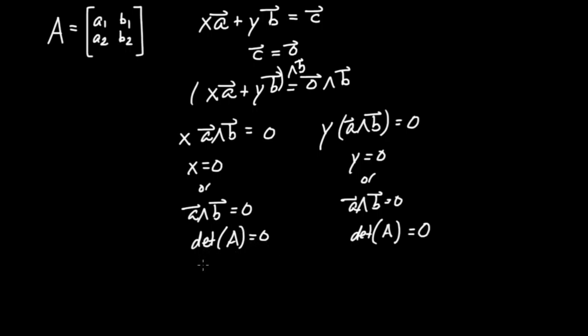On the other hand, if your matrix A has a determinant that's not equal to zero, what that implies is that x and y both have to be zero, which means that your null space contains only the zero vector if your matrix has a non-zero determinant. Another way to say that is that the null space is trivial.